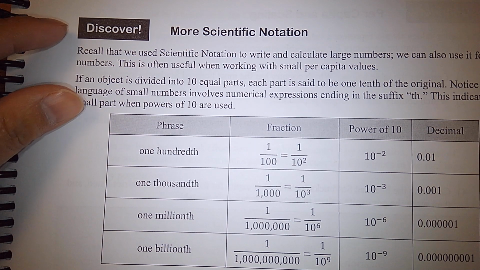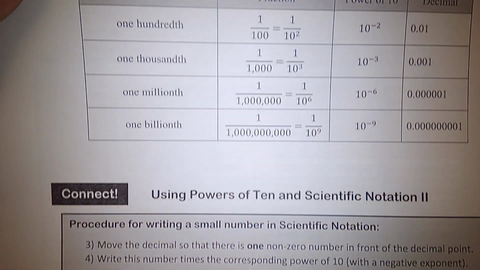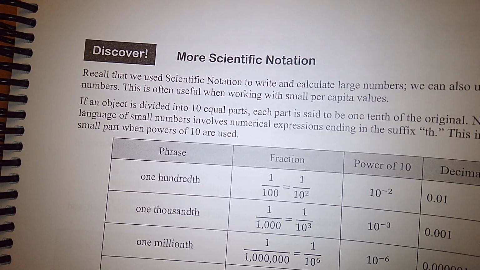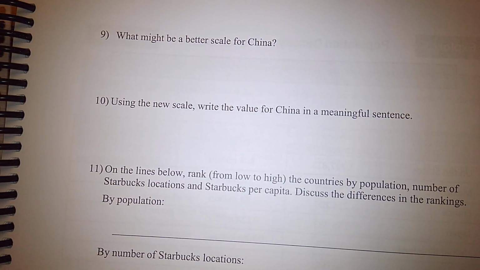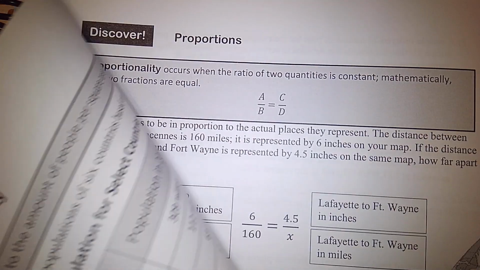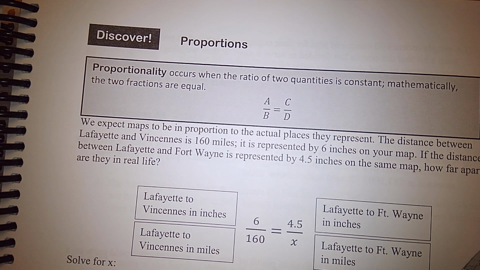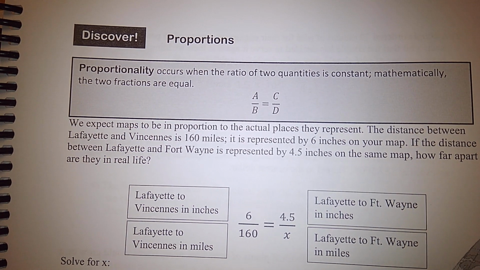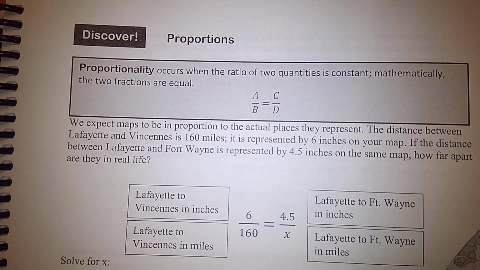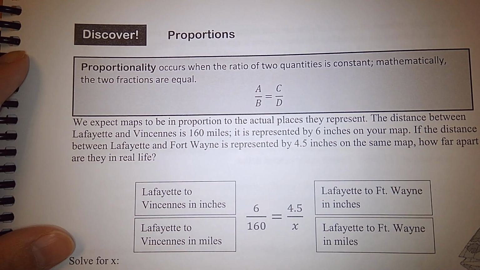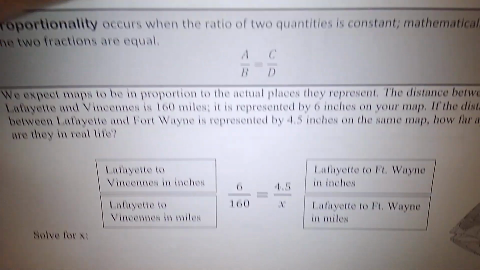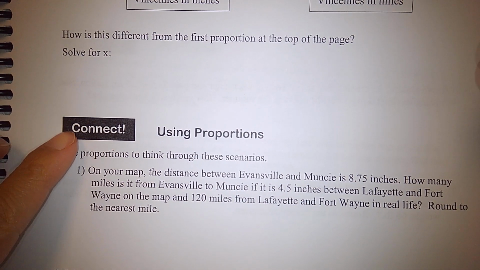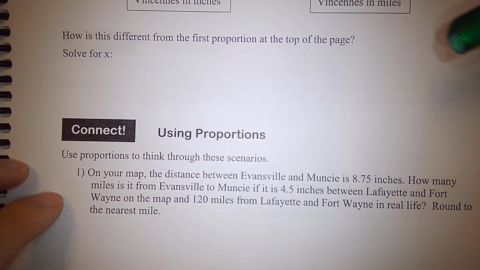So we will have a discover part, and we'll also have a connect part. So, entire page 27. All right, then let's turn to page 31. On page 31, let's do the entire page. It consists of the discover part and also the first question from the connect part.